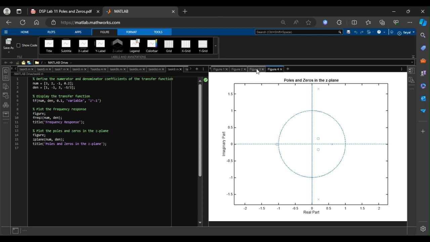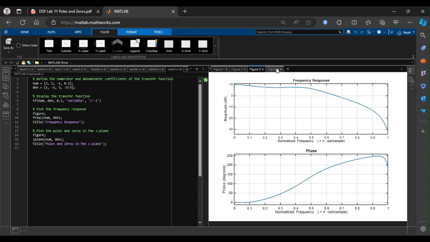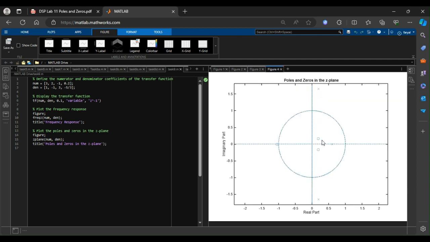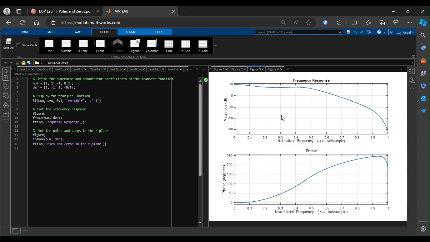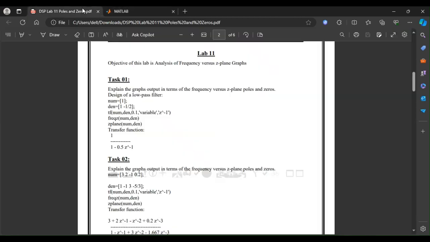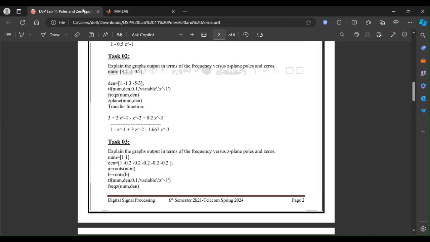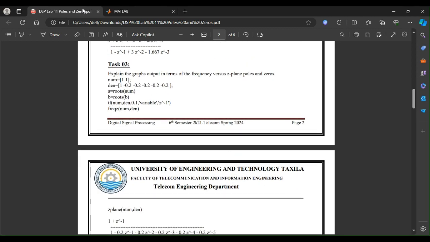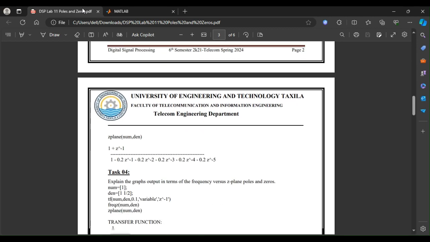And here, as you can see, we have three zeros and one pole. The zero is represented by this circle, and the pole is represented by the X sign. And here we have the frequency response and the phase response. So the coefficients here determine the relative strength of the system's poles and zeros, influencing its overall response to input. Moving towards task 3 of today's lab, that is again to explain the graph output in terms of frequency versus z-plane poles.